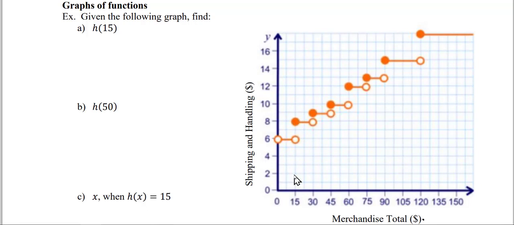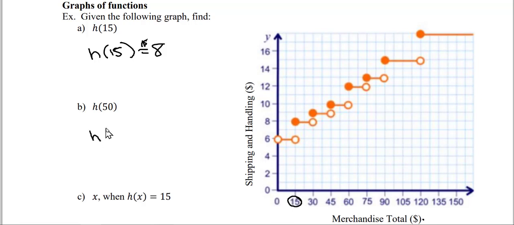Okay, so let's say H here representing handling, H of 15. What is this? Well, that's saying what is the dependent variable when the independent variable is 15. When the merchandise total is 15, along the x-axis here, what is the dependent variable? It's filled in at 8, so it's $8. Okay, when you have $15 worth of merchandise, you pay $8 shipping and handling.